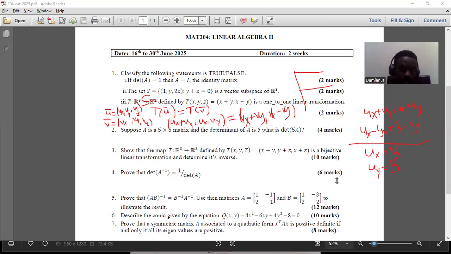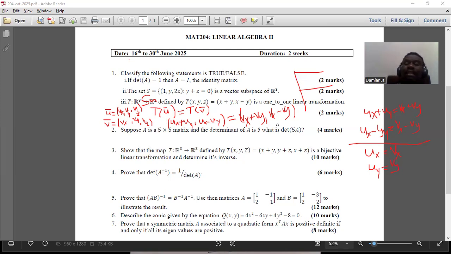Right, number two says, suppose A is a 5 by 5 matrix, a matrix of order 5, and the determinant of A is 5. So what is the determinant of 5A? Well, all you need to remember is the effect on the determinant of multiplying any row or any column by a non-zero scalar. This is more like the effect of the row operations on the determinant.